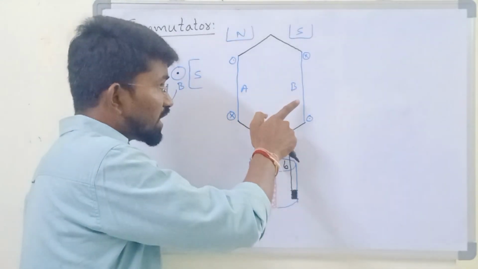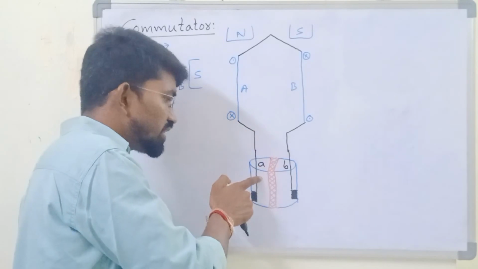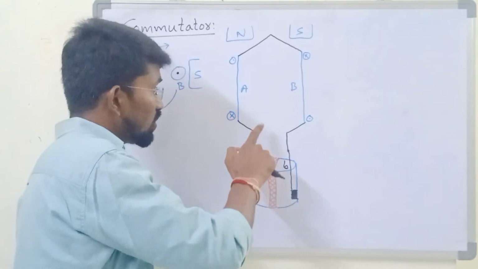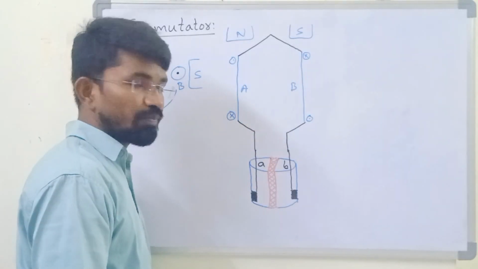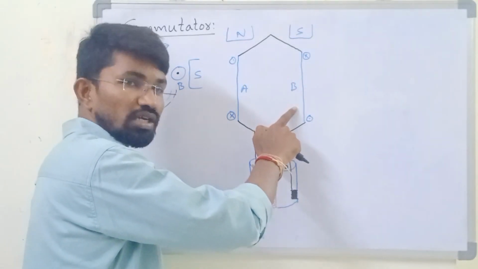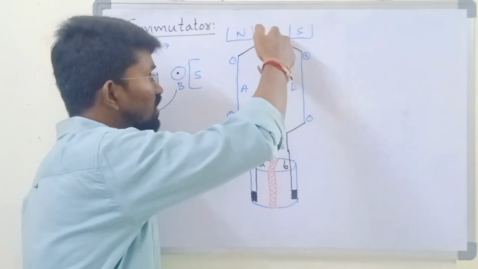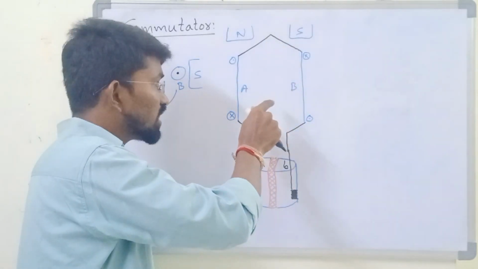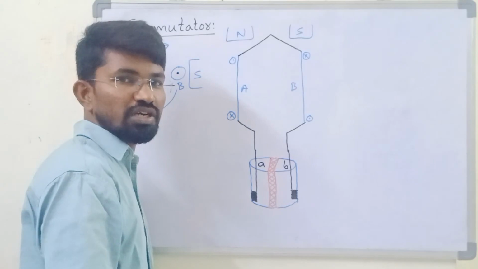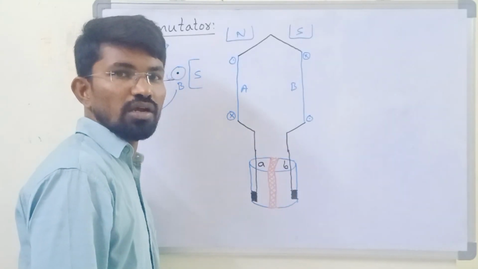Suppose I am connecting this conductor B to segment A, what happens? Now both conductor A and conductor B will be short circuited. If both are getting short circuited, now what happens? A large circulating current may flow through these armature conductors, and because of that a huge heat will be generated and that armature winding may damage.